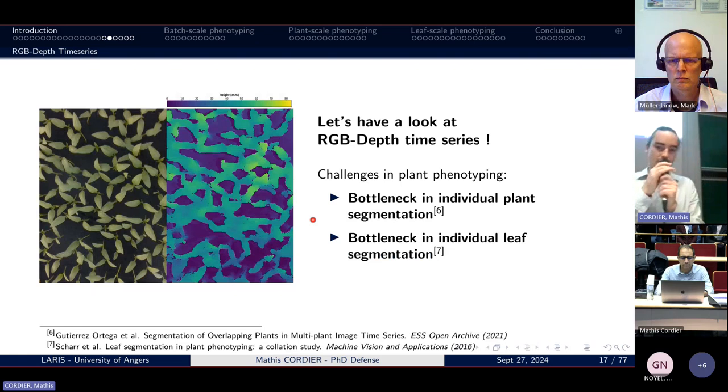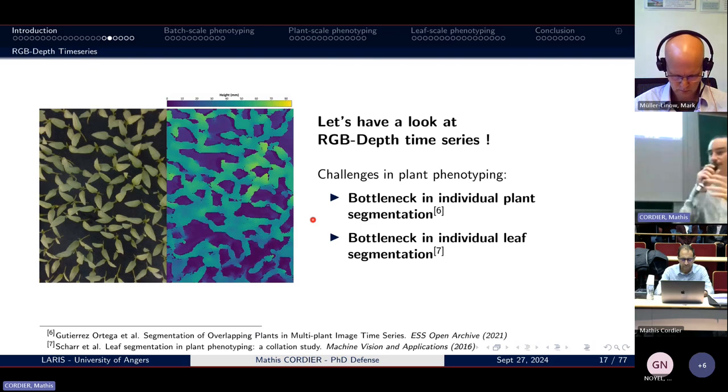Here, what we would like is to be able to individualize plants and leaves in these scenes. But we face different bottlenecks in individual plant segmentation and individual leaf segmentation in the state of the art.